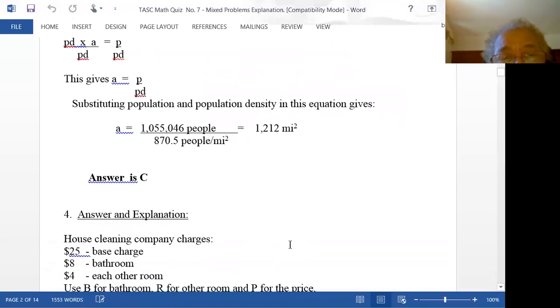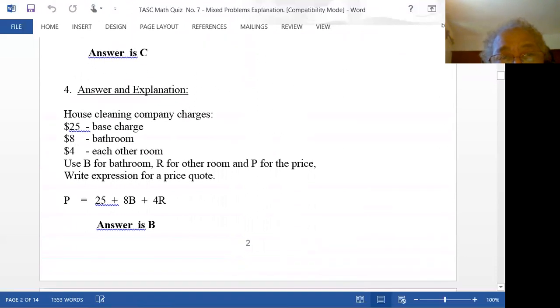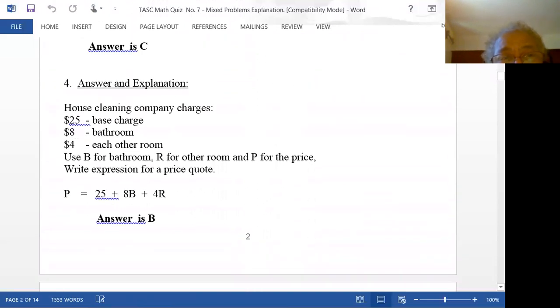Okay, let's go to number 4. In number 4, you were given the charges for a house cleaning company. The base charge is $25. That's a fixed charge. $8 is the price they get for a bathroom. $4 is the price they get for other rooms. And we have our formula here.